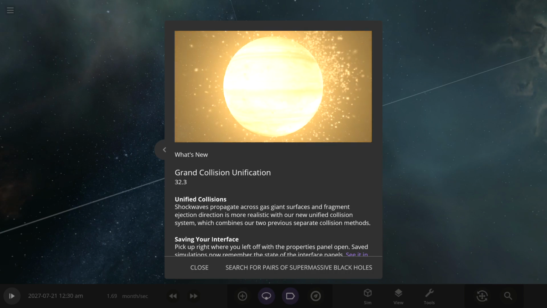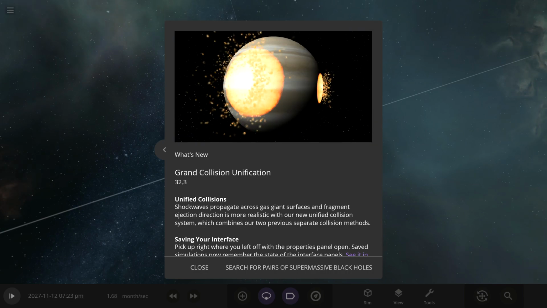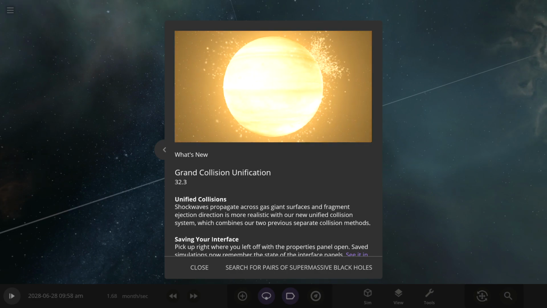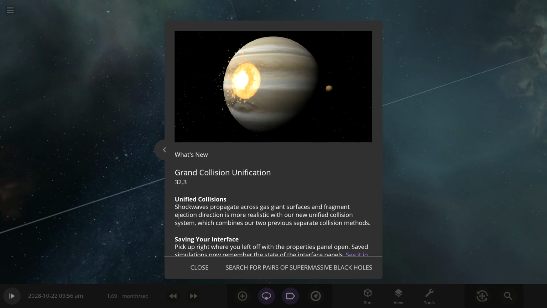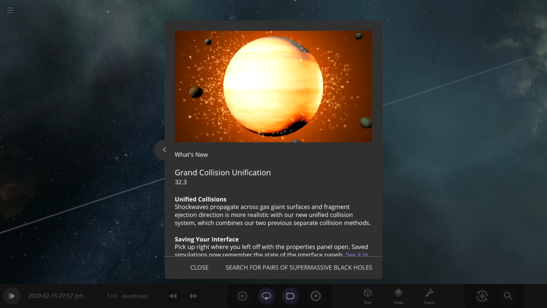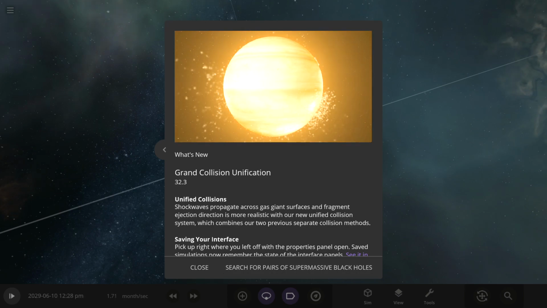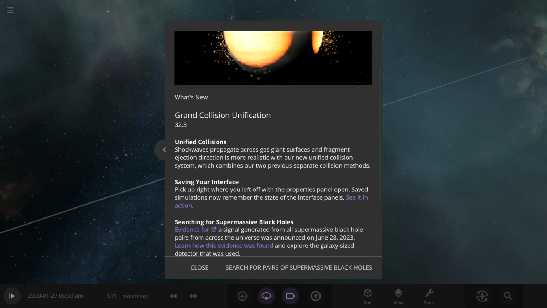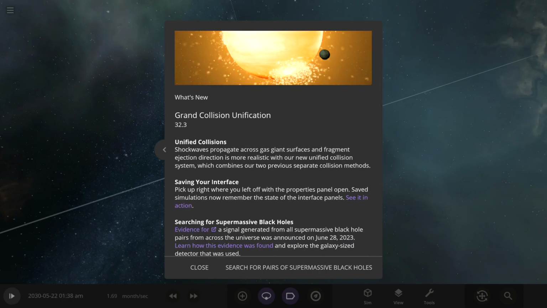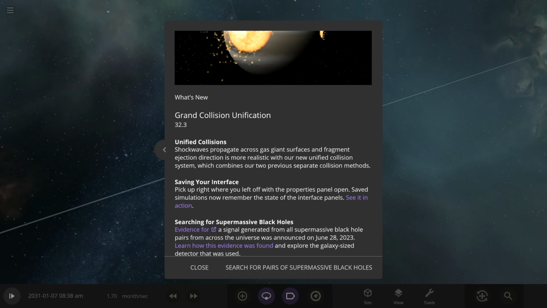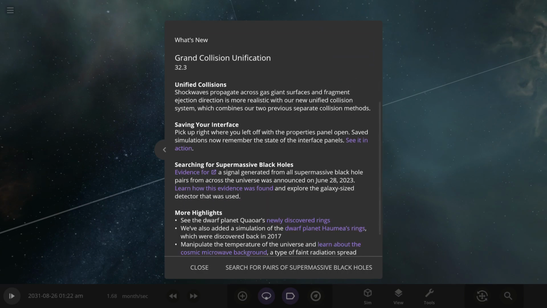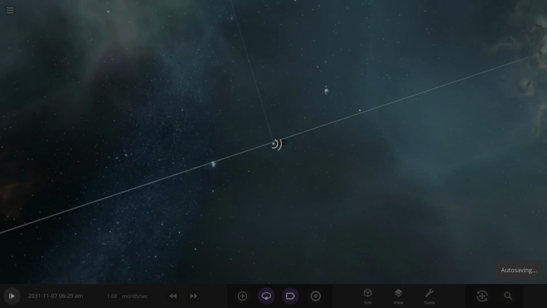Shockwaves propagate across gas giant surfaces, and fragment ejection direction is more realistic with our new unified collision system, which combines our two previous separate collision methods. Saving your interface. Pick right up where you left off with the Properties panel opened. Save simulations. Now remember the state of the interface panels. Okay, see it in action.